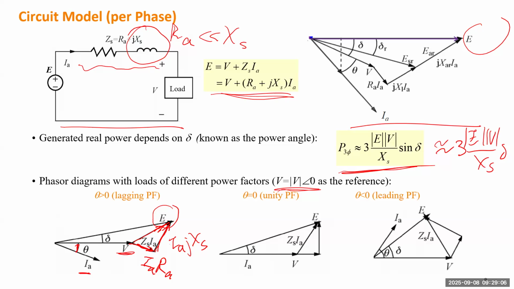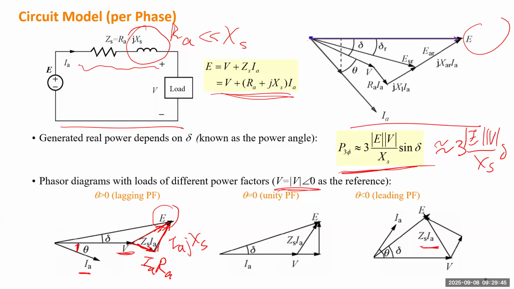For leading power factor, that case can be more complex, but let's just draw some extreme case. We can make E shorter than V. So when theta becomes negative, which means the current is leading the voltage by theta, if we define the direction of lagging angle as positive, in this case it will be a negative angle. So we'll turn this triangle further by some angle theta. So this one will be the voltage drop of the internal impedance.